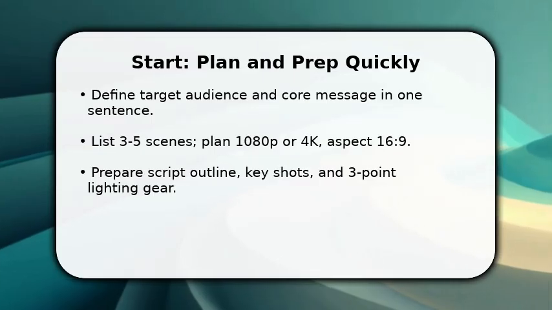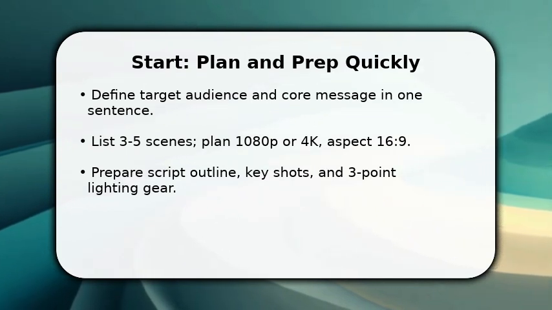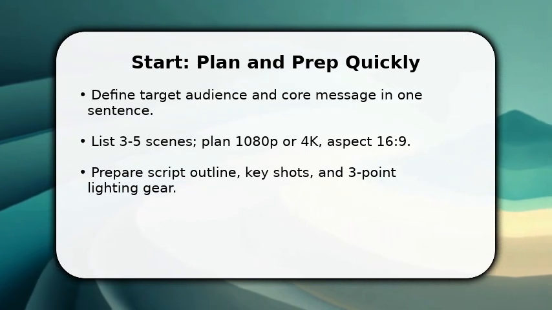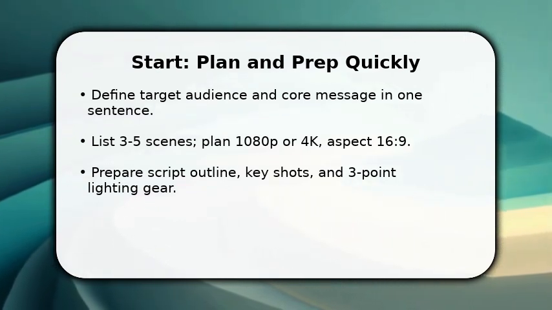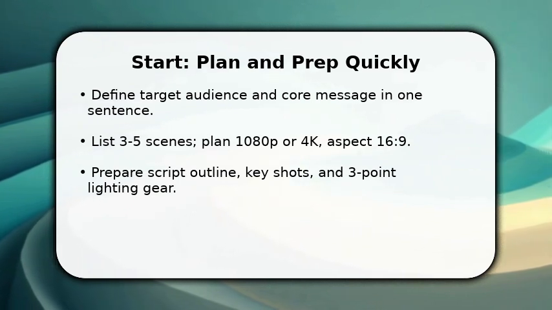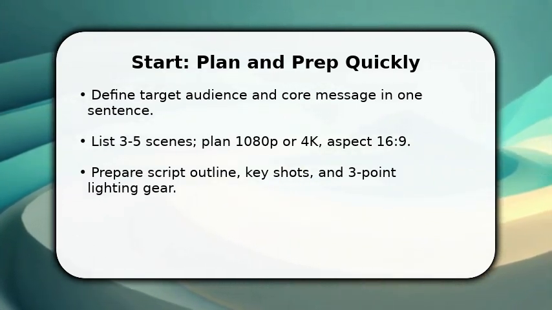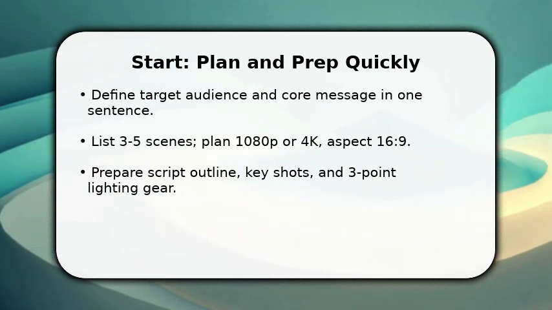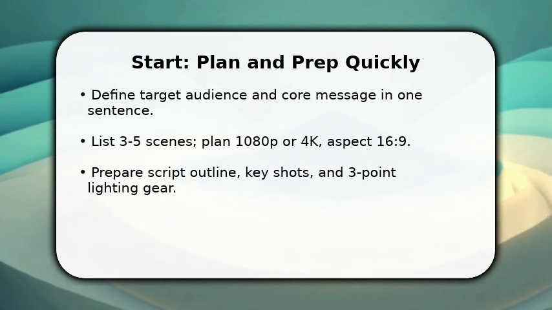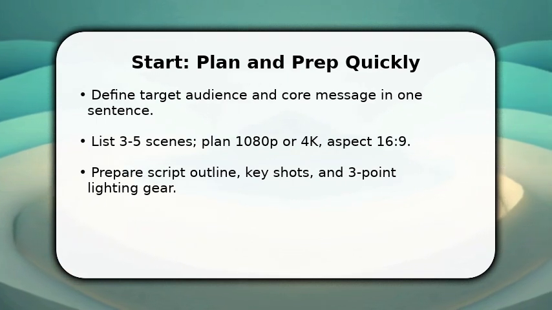You begin by locking the purpose, why this matters to your viewer and what one action they should take. Once you have that, sketch 3-5 scenes and assign a primary shot for each. Make sure to choose resolution and aspect ratio, 1080p, 16:9 or 4K if needed, so framing is consistent. Gather essentials: microphone, lights, and a rough shot list. This immediate prep prevents wasted time on set and sets a clear path for efficient filming right away.